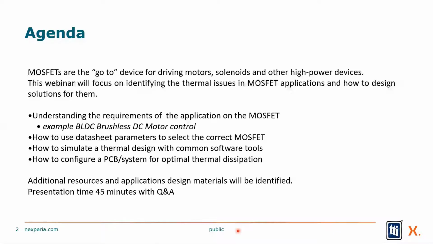I want to show you how to use the datasheet parameters to select the correct MOSFET. Obviously, if you start with the wrong one, you're going to end up with a horrible thermal solution. So it starts at the beginning. Pick the right part, and that gets you a good way along to coming up with the right thermal design.